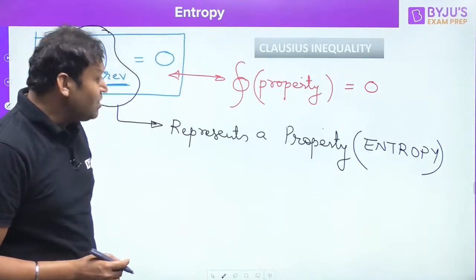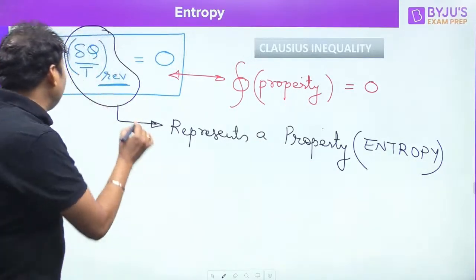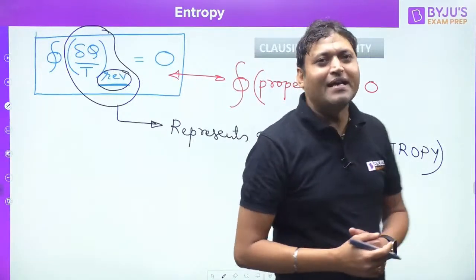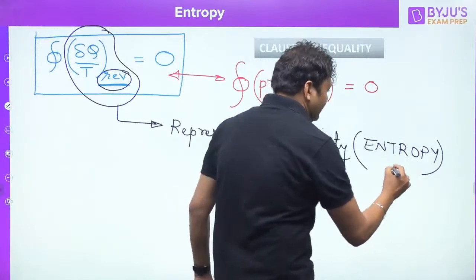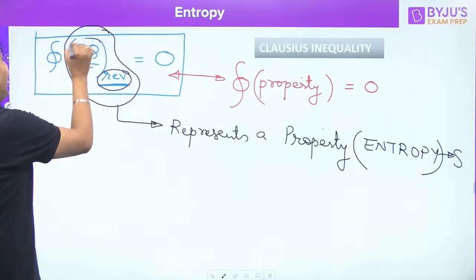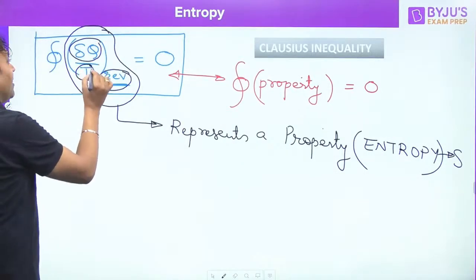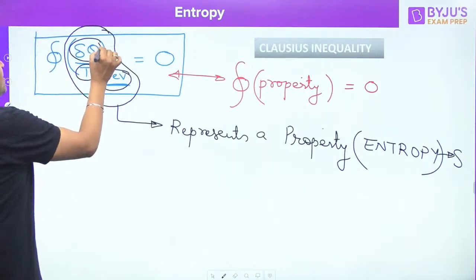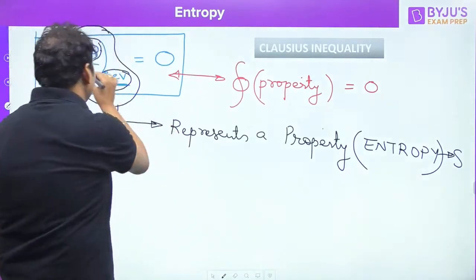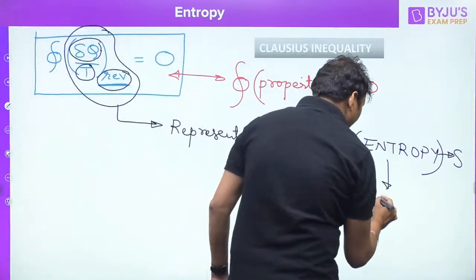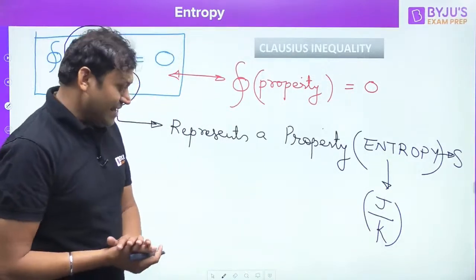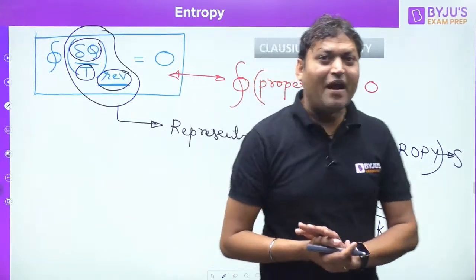Is this clear? So entropy is only represented by del Q by T reversible. That is called entropy, denoted by S. Because del Q is in the numerator and T is in the denominator, the unit of heat transfer is joule and the unit of temperature is Kelvin, and that is why the unit is joule per Kelvin. Is this clear? Is it all fine up to this?